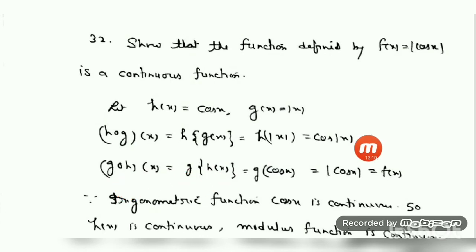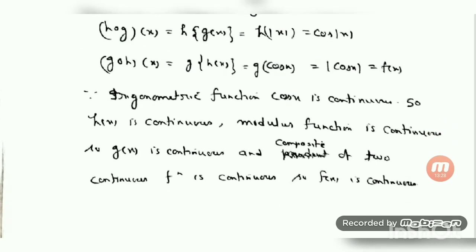And now we know composite of two continuous functions is continuous. And already we know cosine function is continuous for all real numbers. Modulus function is also continuous for all real numbers. This we have proved. And composition of two continuous functions is also continuous. Hence, this is continuous. That's the conclusion I have written here.